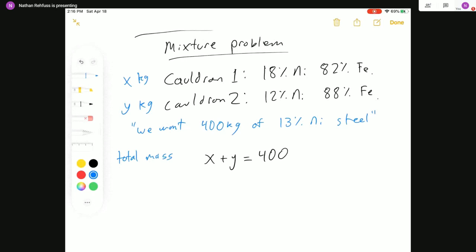Now, they gave us two conditions. It doesn't really look like it, but they told us 400 kilograms, and they told us that the steel was 13% nickel. So what I can do is I can say, altogether, how much nickel has to be in the final cauldron? There's 400 kilograms, and it's 13% nickel. 400 times 0.13, that's 52 kilograms of nickel.